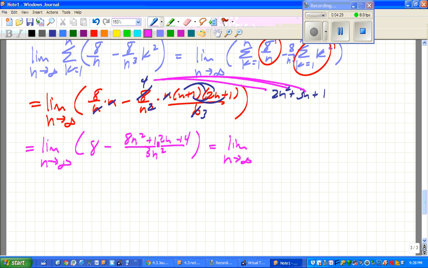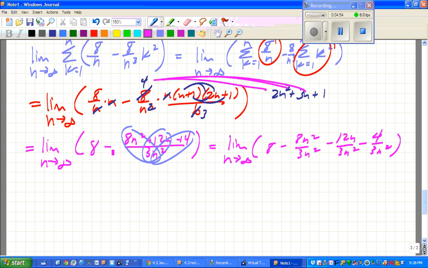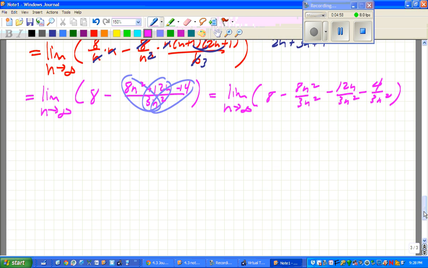Remember, we can split this up right here. But be careful, we're subtracting each of these. So we're taking 8 minus 8n squared over 3n squared minus 12n over 3n squared minus 4 over 3n squared. So that minus goes with all of those. We're distributing it to each one. So limit as n approaches infinity. We can do a little more simplifying. N squares cancel out. This n cancels out with one of these. So we have 8 minus 8 thirds minus, those simplify, so we get 4 over n minus 4 over 3n squared.